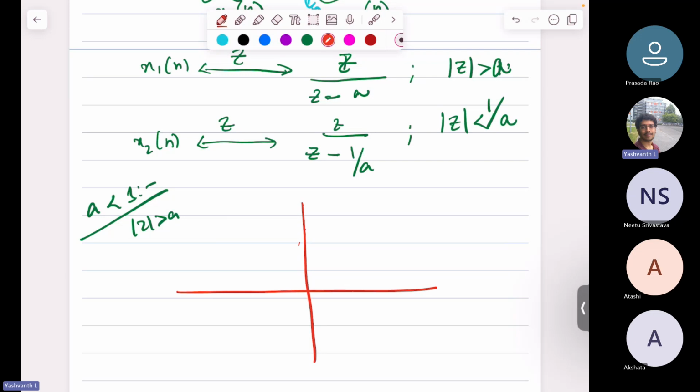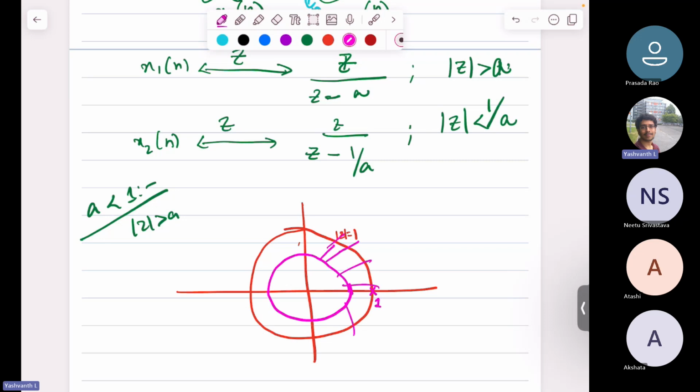Okay. Let's draw the unit circle. This is mod z equal to 1. Let's say I pick a number A less than 1. So that means your A is somewhere here. So this is my circle. And it says mod z is greater than A. That means this will be the ROC for x1 of z.